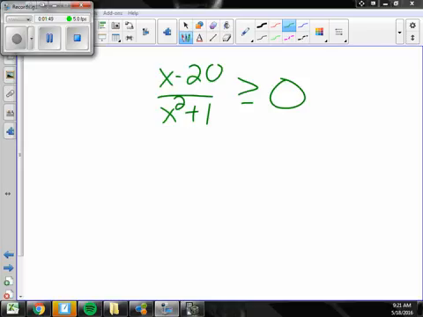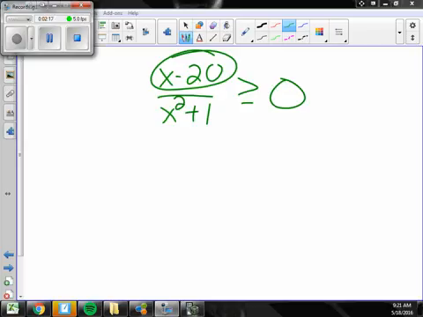So as long as the top is not negative, or equal to, right. So as long as this is 20 or bigger, then the fraction will be greater than 0, because there's no way for the bottom to be negative. Now, what's another way you could figure this out?